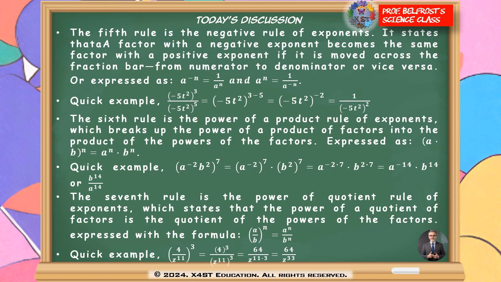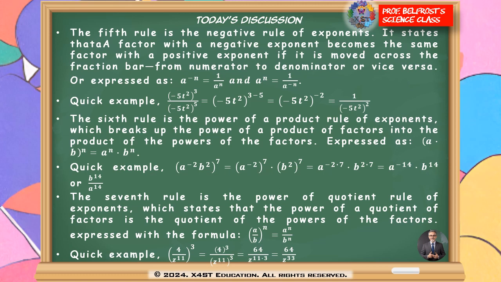So we have (minus 5t squared) cubed over (minus 5t squared) to the fifth power. So we can just simplify it as (minus 5t squared) to the power of 3 minus 5, and 3 minus 5 is just minus 2.